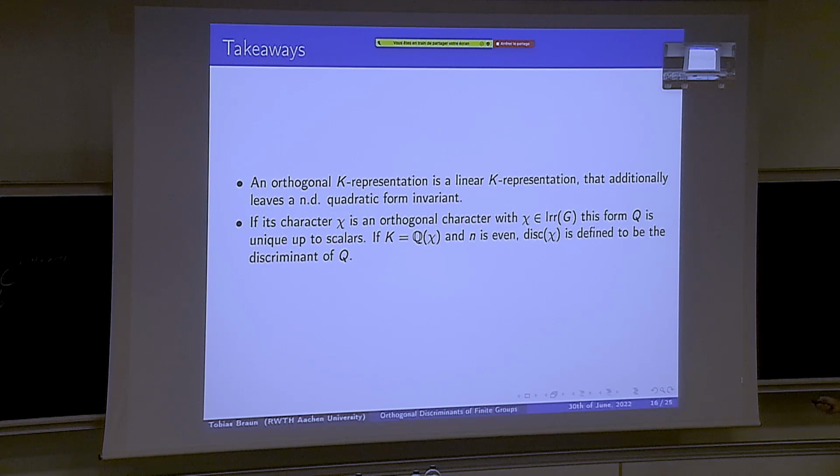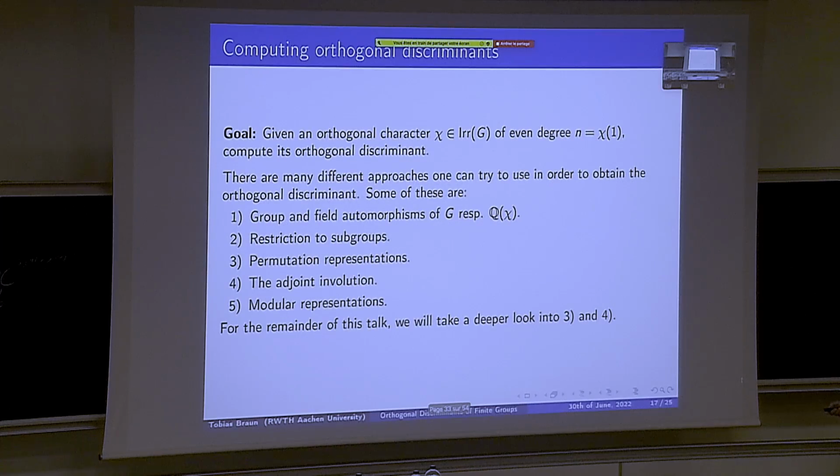So now that we know what the orthogonal discriminant is, we can talk about how we can compute that. And this is actually, in general, not that easy, because there's not really a general method on how you can compute orthogonal discriminants, because you have to do this for very different groups and also for very different sorts of representations. So there's not really much hope in finding a general way of doing this.